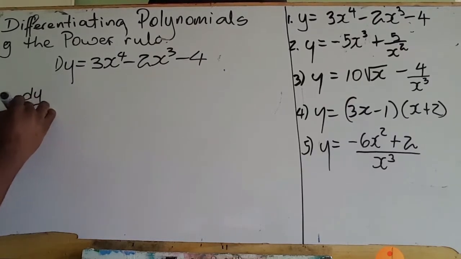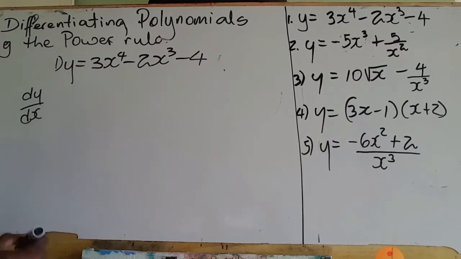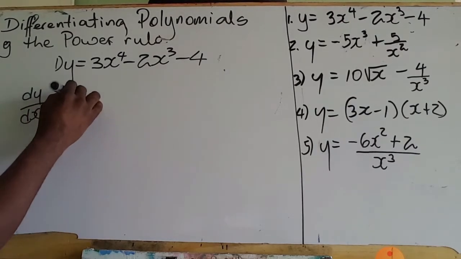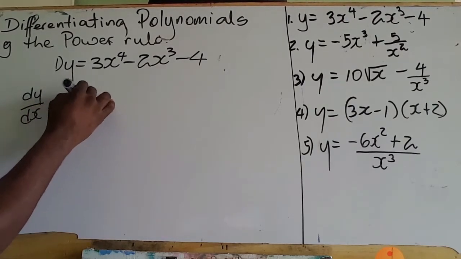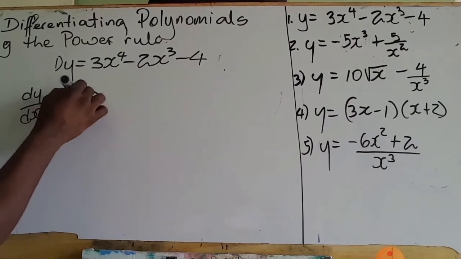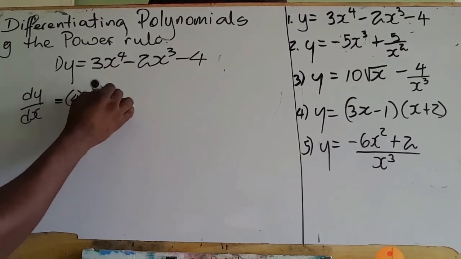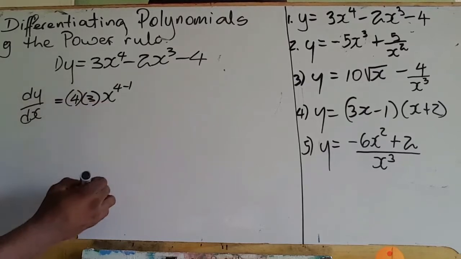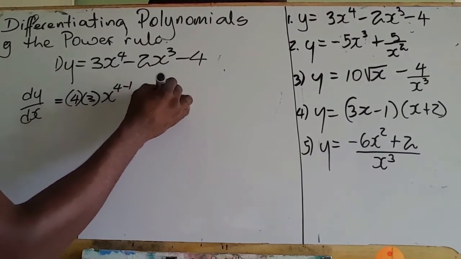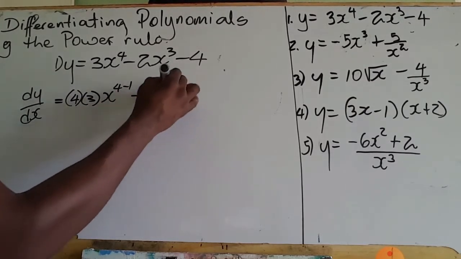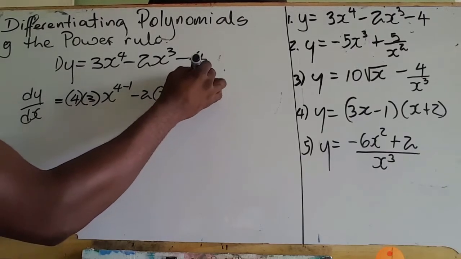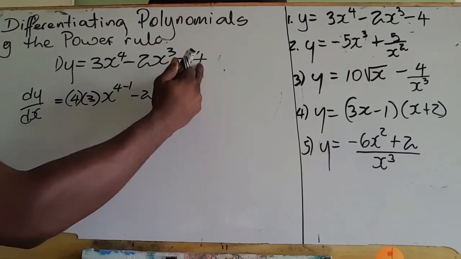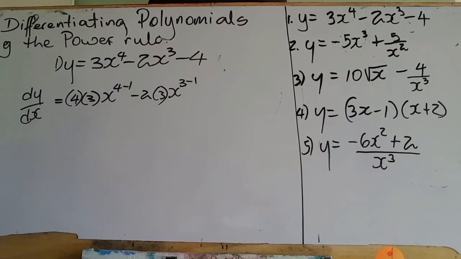the differential. And the simple thing to do is to use the power to multiply by the coefficient. Then we lessen the power by 1. So we're looking at 3 times 4 and then x to the fourth minus 1. Negative 2 times 3, x to the third minus 1. And the differential of any constant is 0.